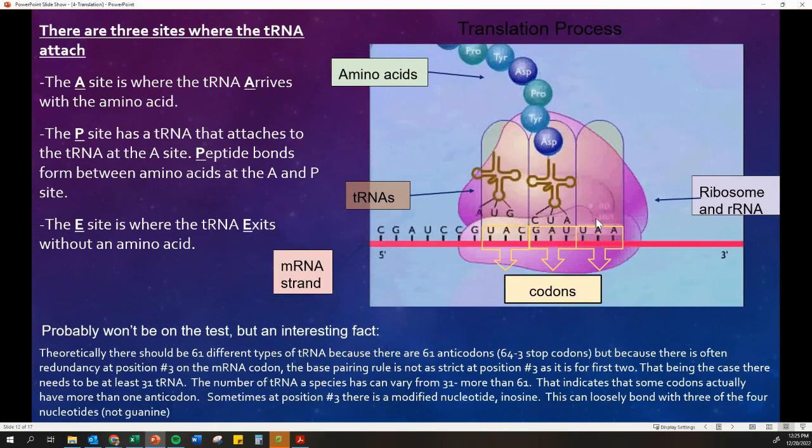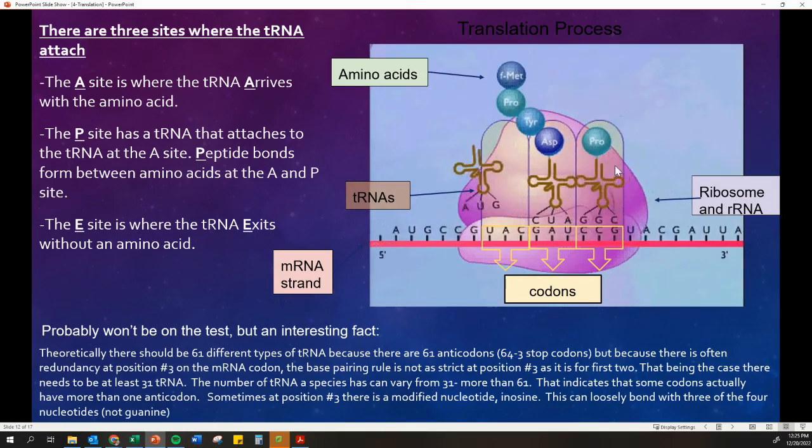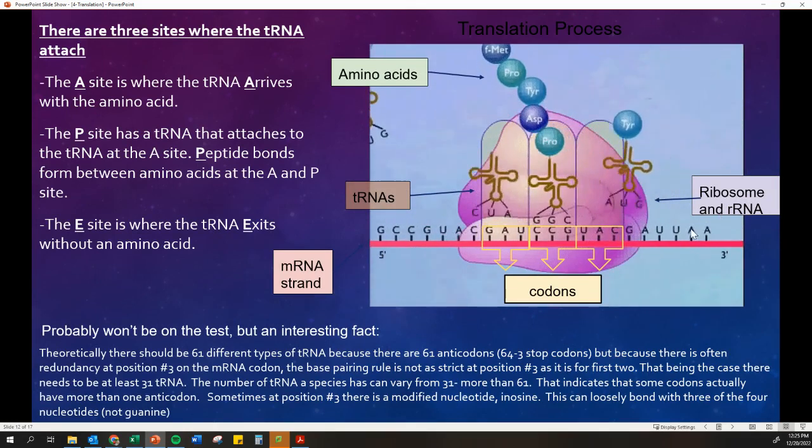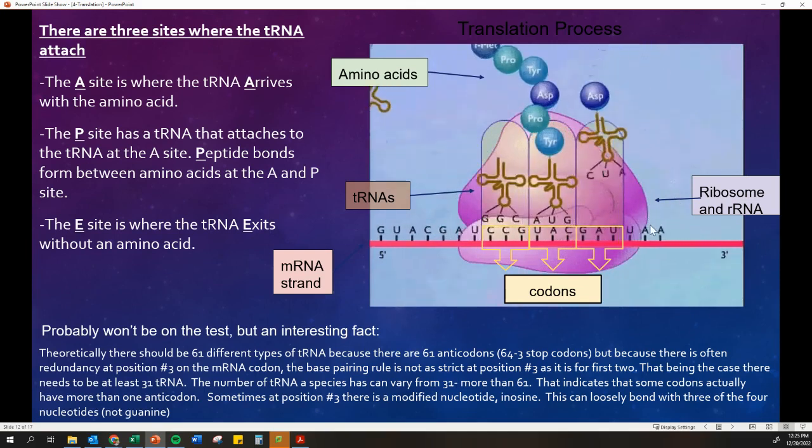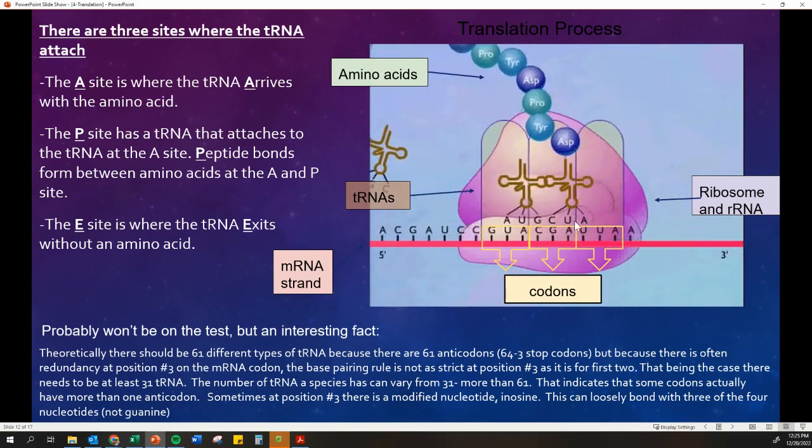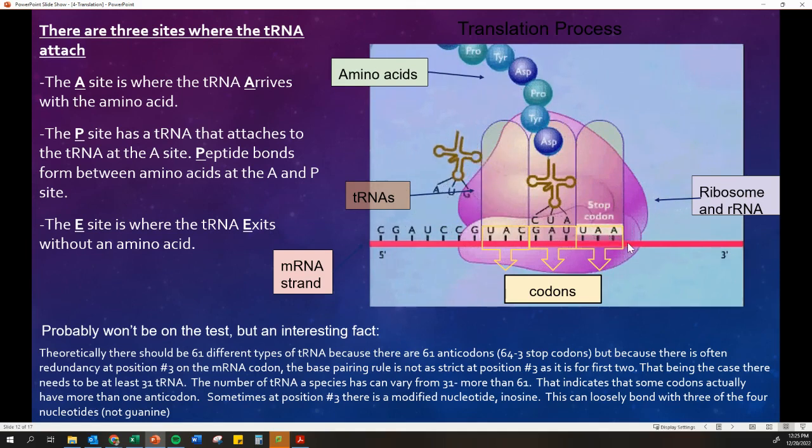Another thing you might notice is that this stop codon doesn't have an actual tRNA that attaches to it. So there isn't a stop tRNA. It just signifies to the ribosome that it's time to stop.